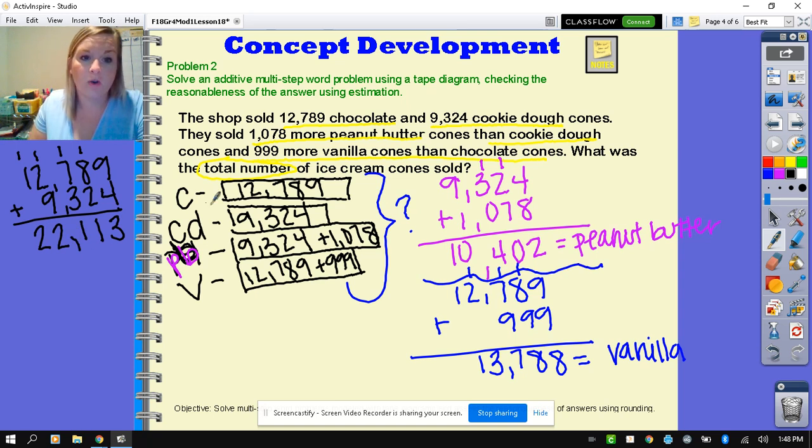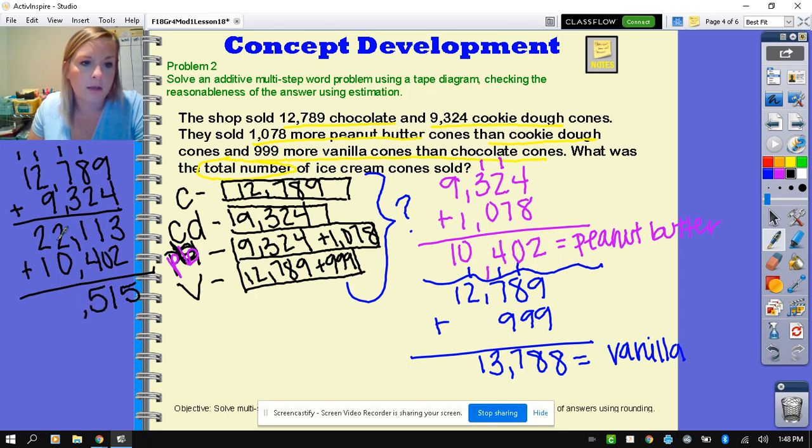But I'm not finished. So I added my chocolate, I added my cookie dough. Now I need to go in and add what my true peanut butter was. So peanut butter was 10,402 cones. So 3 plus 2 is 5. 1 plus nothing is 1. 1 plus 4 is 5. Put my comma. 2 plus 0 is 2. And 2 plus 1 is 3.